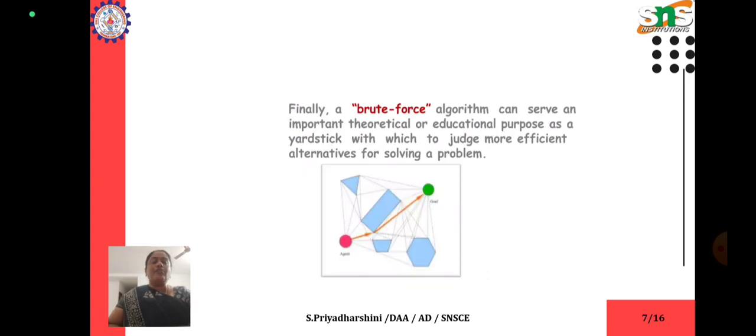And finally, a brute force algorithm can serve an important theoretical or educational purpose as a yardstick with which to judge more efficient alternatives for solving a problem. So in conclusion, the brute force algorithm is a technique that guarantees solutions for problems of any domain, helps in solving simpler problems and provides solutions that can serve as a benchmark for evaluating other design techniques, but takes a lot of runtime and is also inefficient. So this is about the brute force algorithm. Thank you.